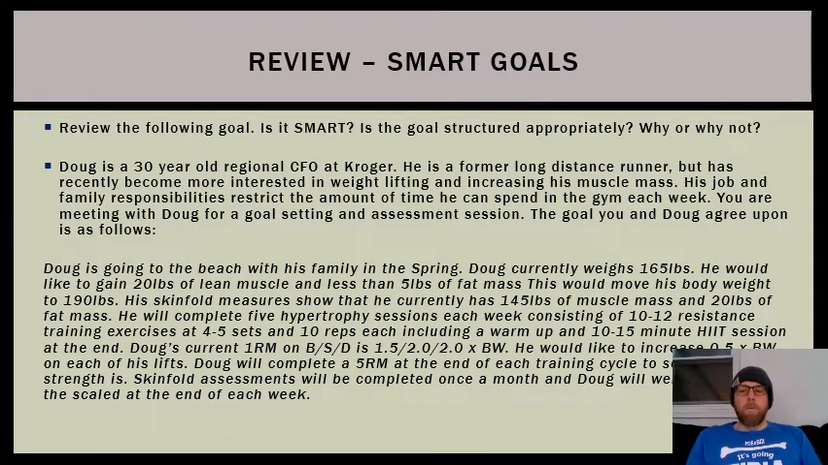So I'll go ahead and put myself away for a second. Here's Doug. This is another case study. Is this a SMART goal for Doug? Knowing what we know about Doug, you can read right here, CFO at Kroger, former long distance runner, and so on, and then read all that for yourself. Pause the lecture and go back and review what a SMART goal is, and is this a SMART goal for Doug? Does it meet S-M-A-R-T?